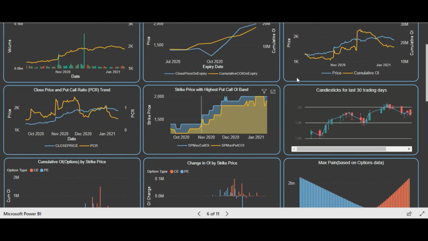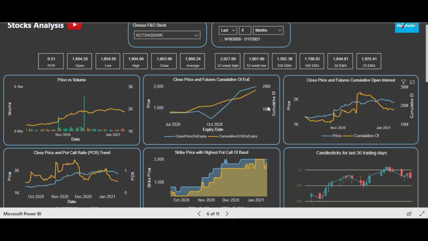And you can see that in relation with the future price and the cumulative open interest rising and the close price rising, there is a shift in resistance and support level also. So you can see the resistance and support shifting higher. So this all data is correlated. So you have to look at all this data in correlation.